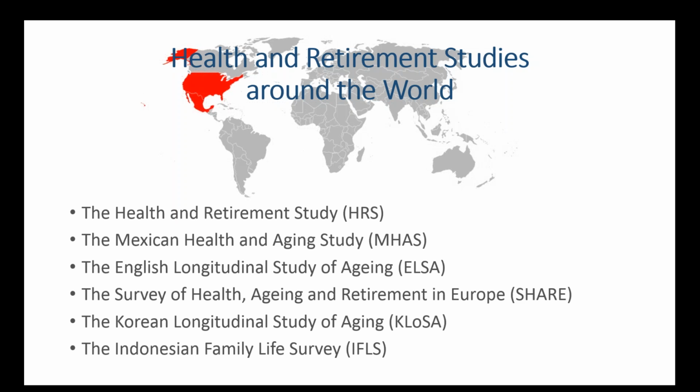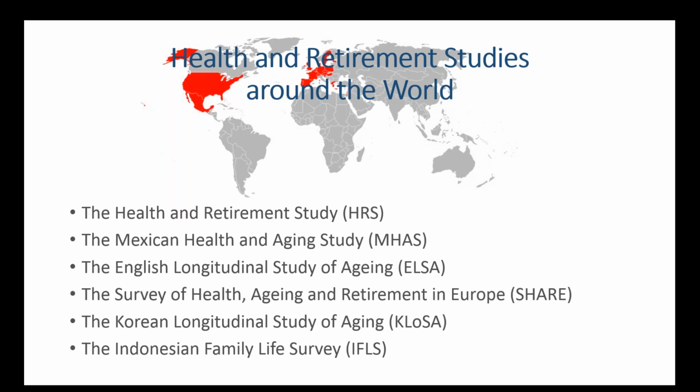But after the HRS started, a whole host of other surveys also started. Those include the Mexican Health and Aging Study, which was started in 2001, and there was a re-interview in 2003. They took a break and started to recollect in 2012 for their third wave, and they're having a fourth wave shortly. The English Longitudinal Study of Aging, ELSA, was started in 2002.